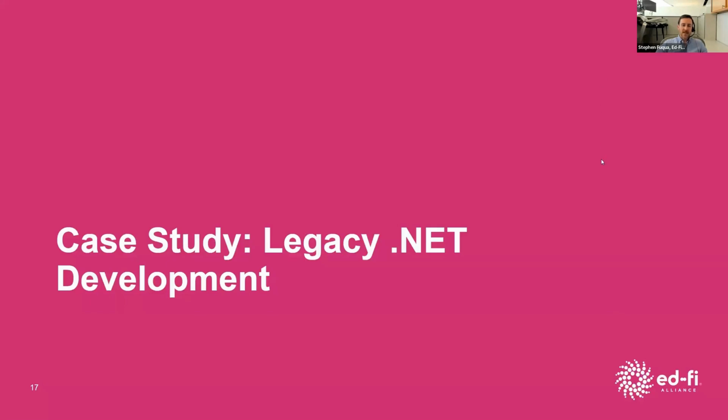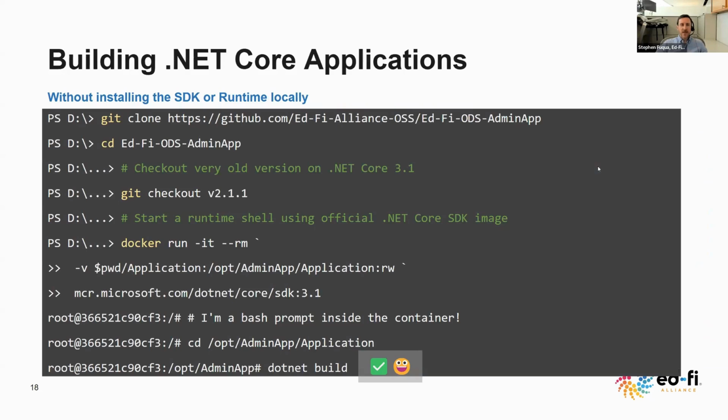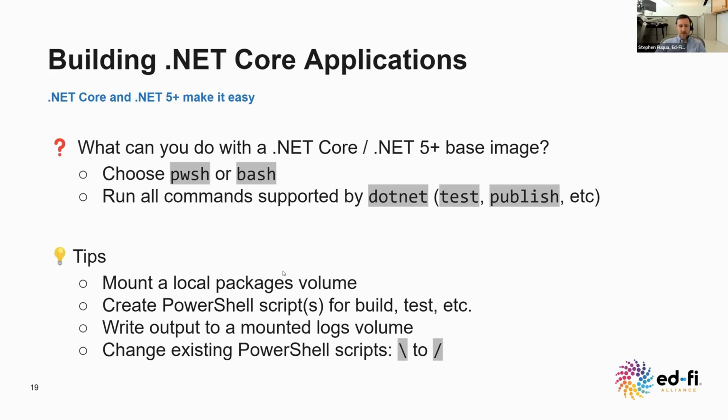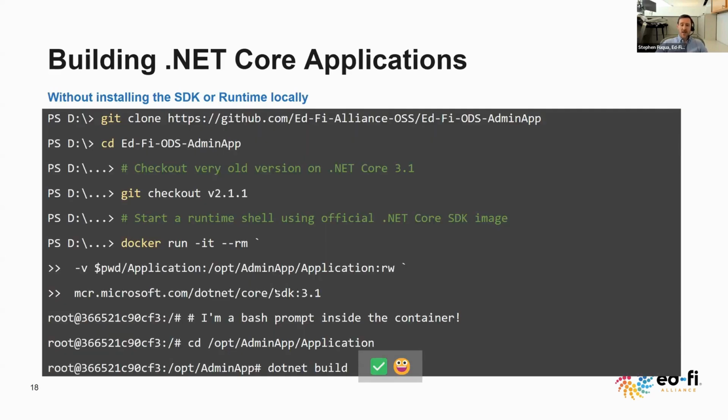Okay, another little case study, legacy .NET development. So here I went in and checked out a very old version of one of our applications. It's on .NET Core 3.1. Started up the .NET Core SDK in a Docker image. Then I'm at a bash prompt, I'm able to switch to a directory and just run dotnet build, and you'll just have to take my word for it. The build succeeds. I didn't need to install SDK 3.1 on my local host, I was just able to run the build inside the container.